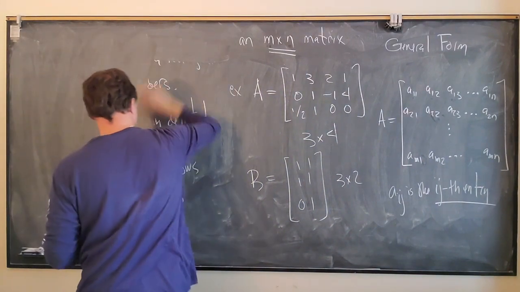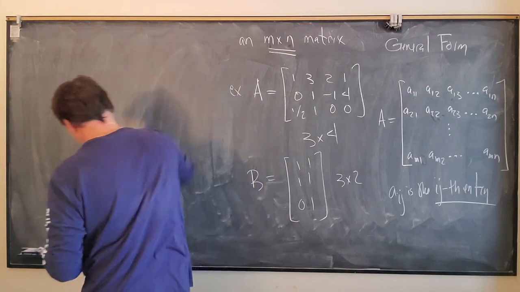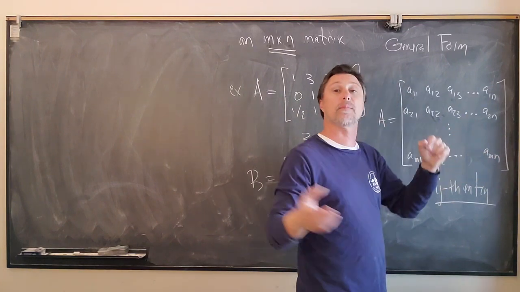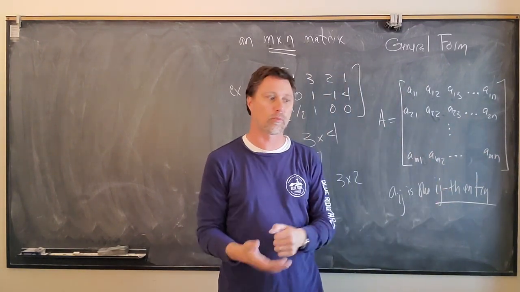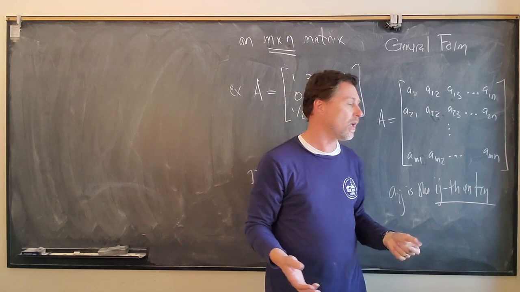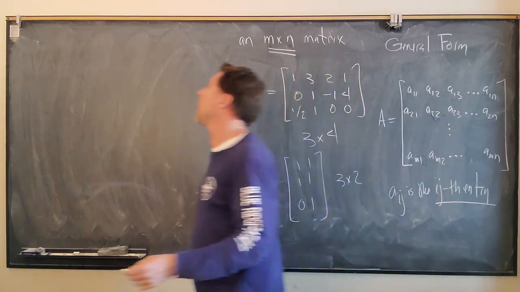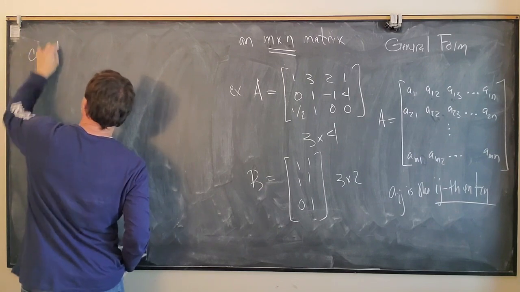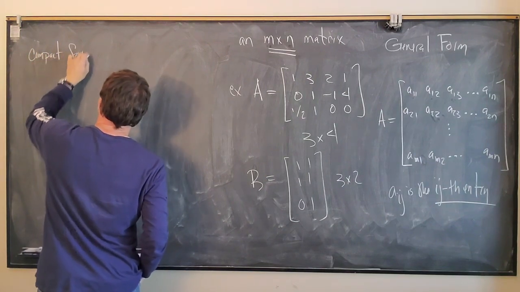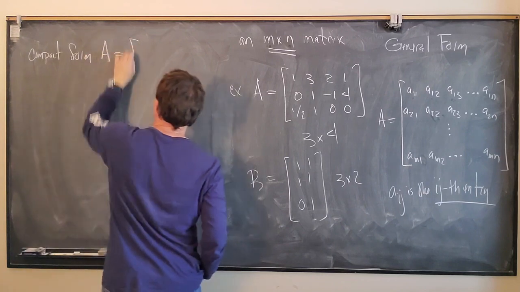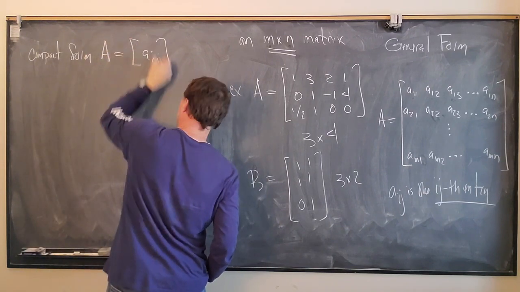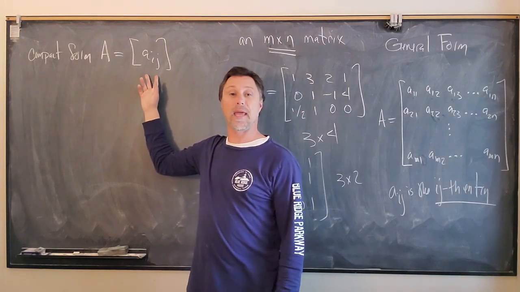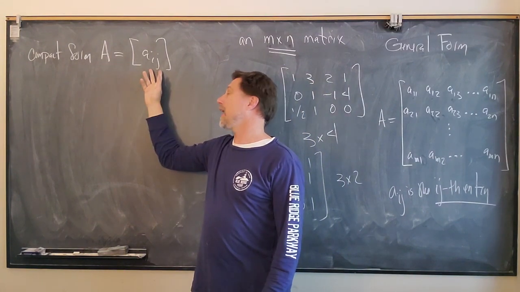There's a compact form. Sometimes we don't need to write out this generic form right here. Sometimes I want to talk about an abstract matrix, just some random m by n matrix. I don't want to write this entire thing, so compact form. I would write A equals square brackets A sub ij. Now what this means is A is an m by n matrix whose entries are labeled A sub ij.